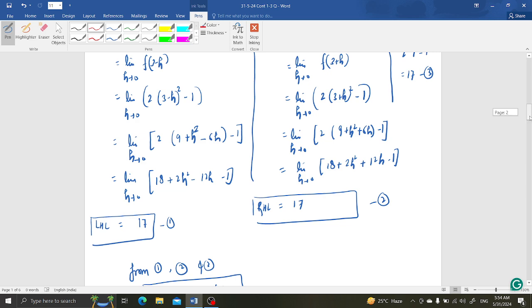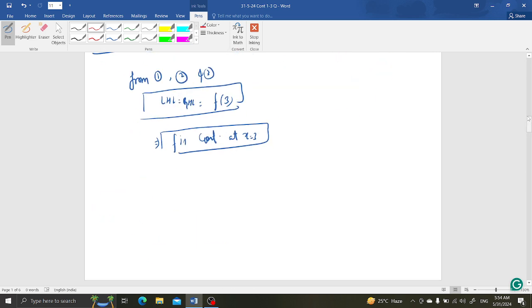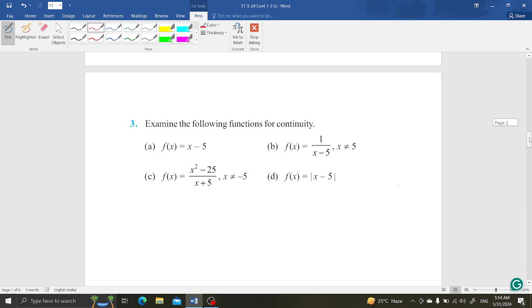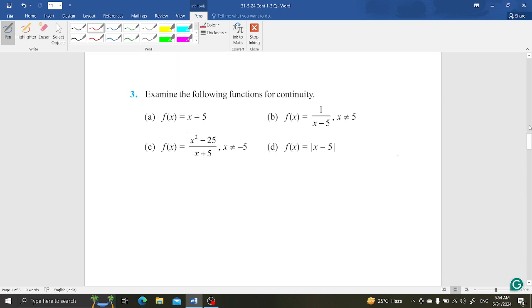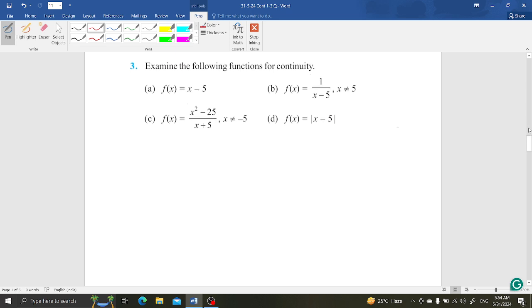And if they are asking the question in 2 marks or 3 marks, then you need to prove it using LHL and RHL of the function. Throughout, as we do more and more questions, I will tell you the trick you need to use for that particular type of question. But here, if they are asking like that, then you need to find LHL and RHL. Now here, examine the following functions for continuity.